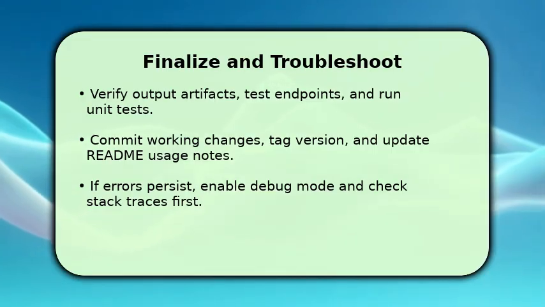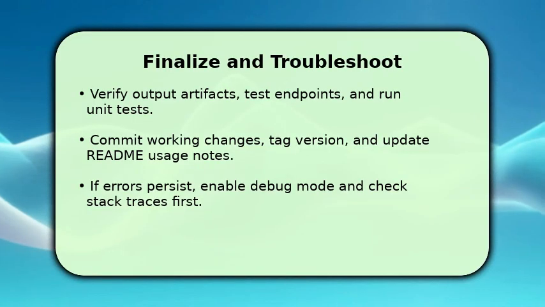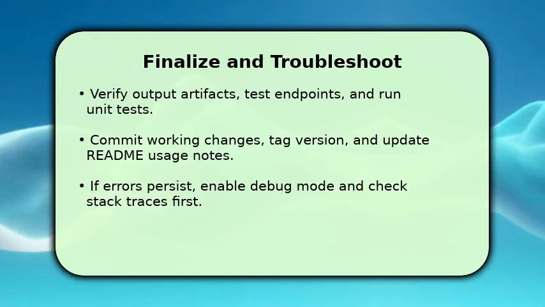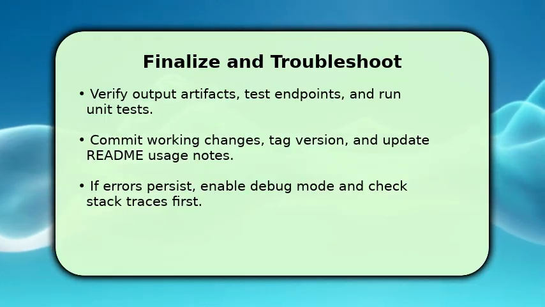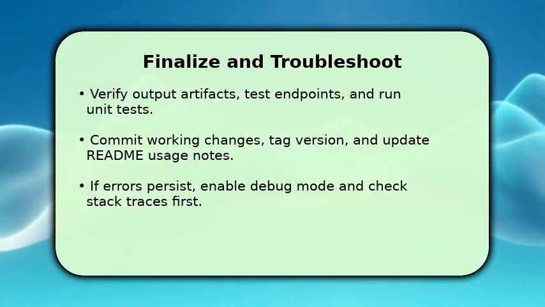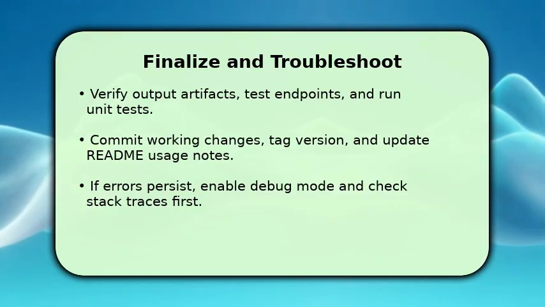If something fails, enable debug mode and read the stack trace. The first stack frame with your code usually reveals the root cause. Make sure to revert any experimental flags before final deployment, and rerun the quick smoke tests to confirm resolution.